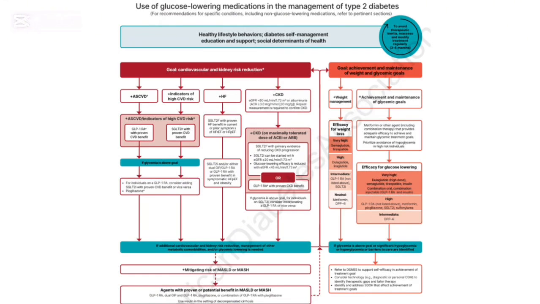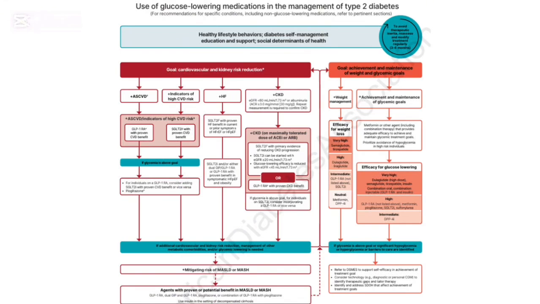The right side of the diagram emphasizes achievement and maintenance of glycemic goals and weight management. Weight reduction is increasingly recognized as a major therapeutic target because obesity contributes to insulin resistance, cardiovascular disease, and CKD progression. Medications are categorized according to their efficacy for weight loss. Semaglutide and tirzepatide demonstrate very high efficacy for weight reduction, while agents such as dulaglutide and liraglutide also provide substantial weight loss. In contrast, medications such as DPP-4 inhibitors are considered weight neutral.